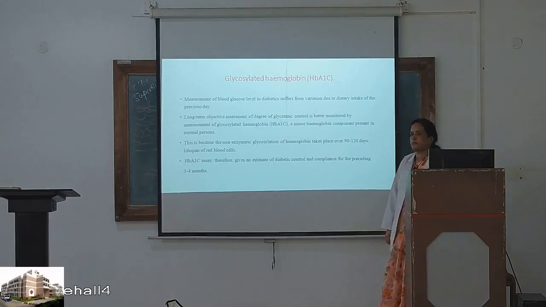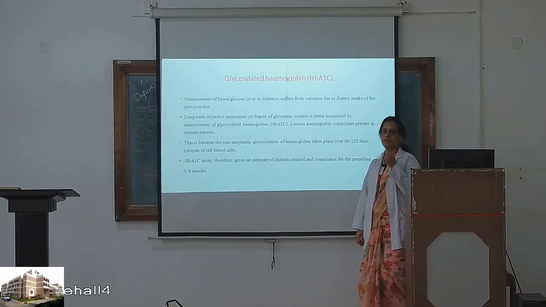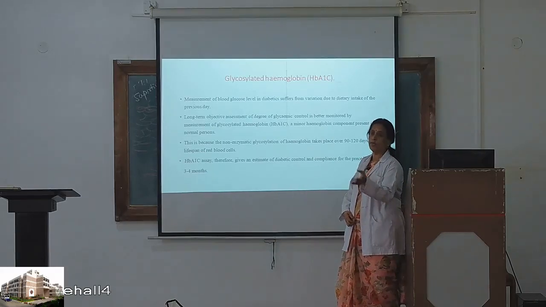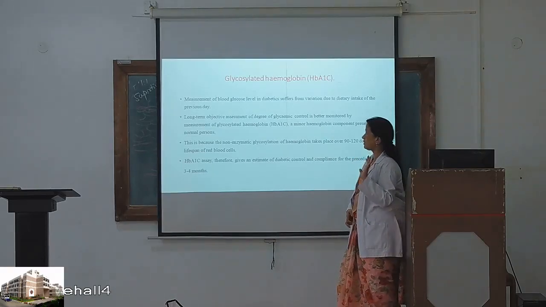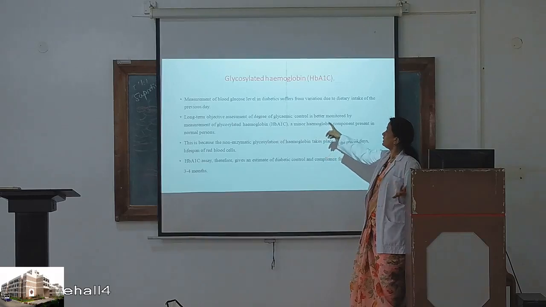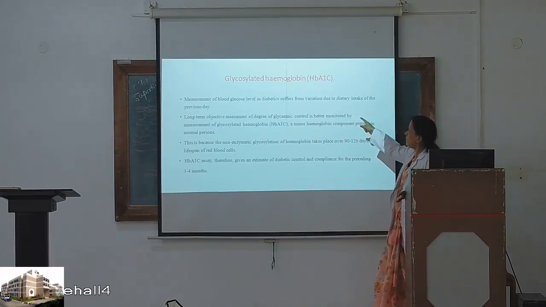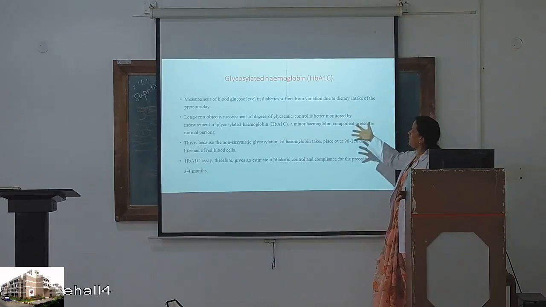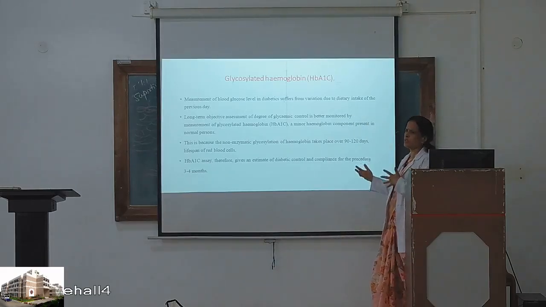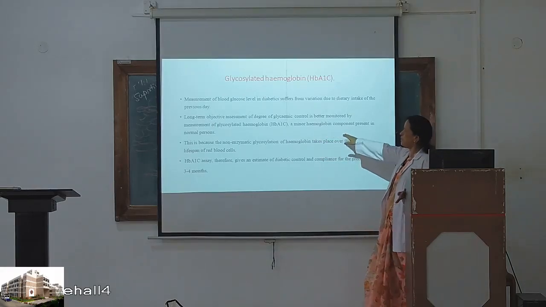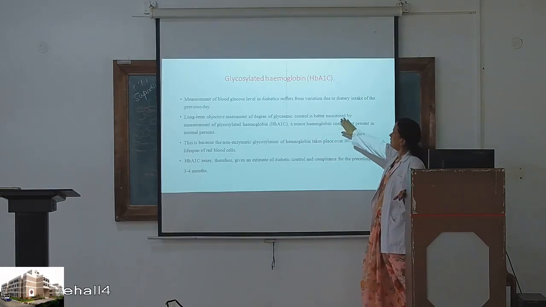So the last few words about what is glycosylated hemoglobin. You might sometimes get this as a short note. Just remember 2 or 3 points about it. So measurement of blood glucose level in diabetic sufferers varies. This is due to dietary intake the previous day, what they have taken and all that. So long-term objective assessment of degree of glycemic control is monitored.